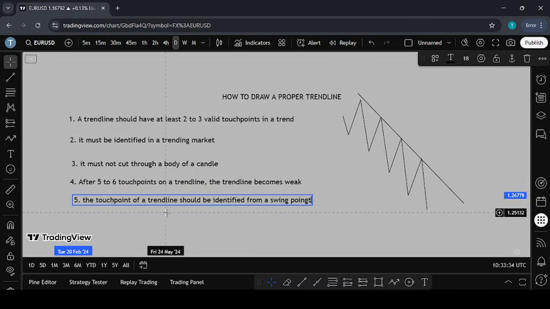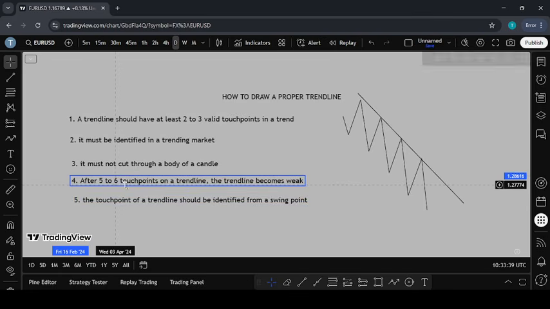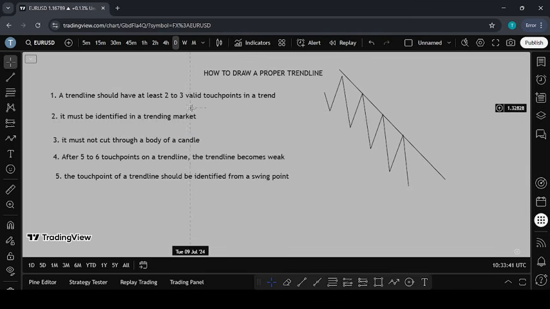So these are the 5 major rules I use in mapping out my trend line. After 5 to 6 touches, the trend line becomes weak. You should be looking out for breakouts, right? The touch point of a trend line should be identified from a swing point.